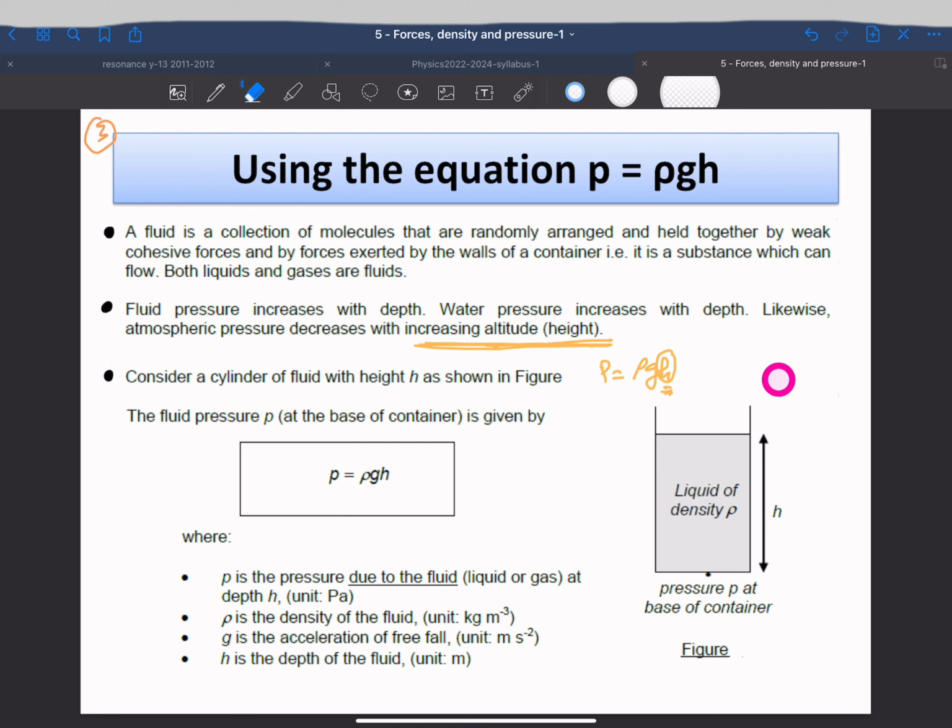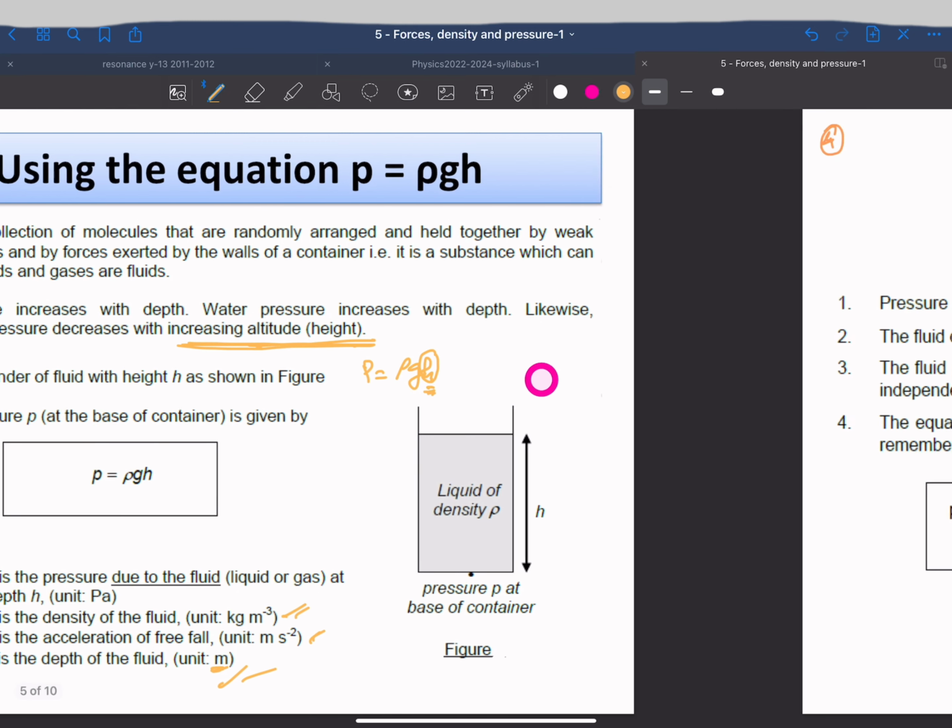Consider a cylinder of fluid with height h as shown in the figure. I have already explained this, so you need not repeat all these points. We have already explained that pressure is P, rho is density, g is acceleration due to gravity or free fall, in meter per second square, and h is the depth or height of the fluid, with the unit meter. So this is all we have already studied, and you need not worry about this.